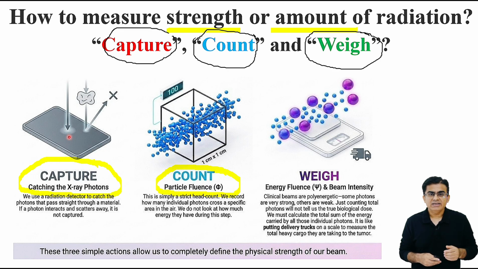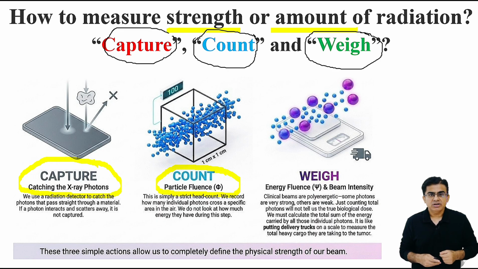But the photon might also interact with the tissue. It can be completely absorbed or it can be scattered off the side. If it scatters away, it completely misses the detector. This simple setup is exactly how we measure the attenuation of our clinical beam.